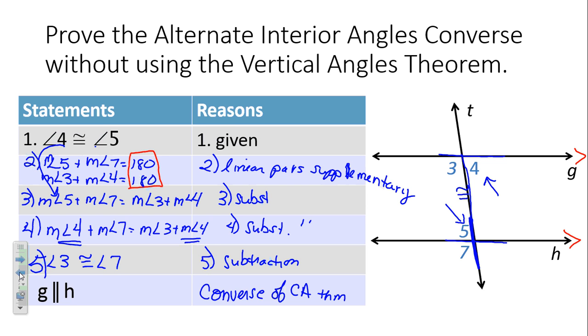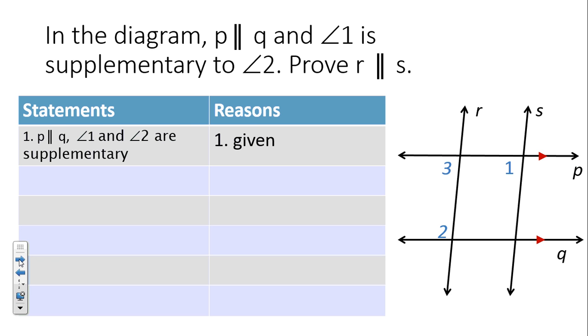Okay, so here we go. In this diagram, P is parallel to Q. They've given us our parallel marks to show us these two lines are parallel to each other. And we want to prove that R is parallel to S. So eventually we want to get these guys parallel to each other.